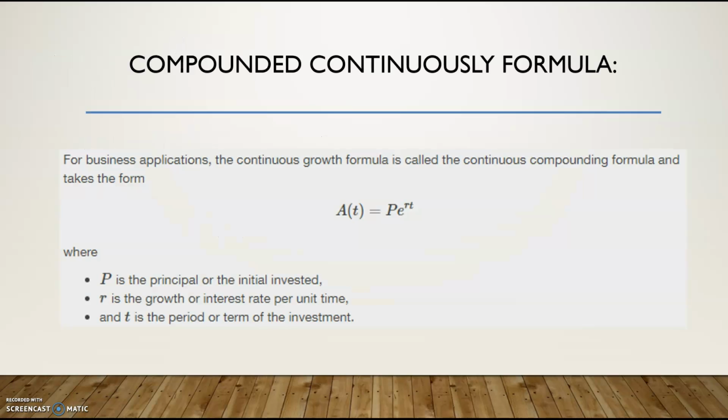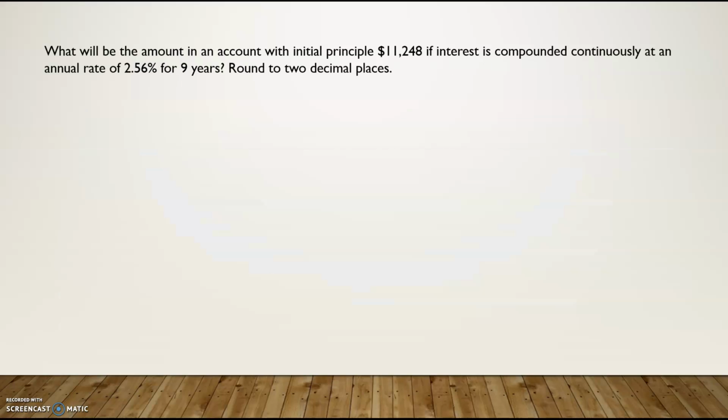Now let's look at compounded continuously. Okay, so the formula for this one would be P times e raised to R times T. So P is the principal or the initial investment, R is the growth or interest rate, and T is the period or term of the investment. Okay, so what will be the amount in the account with initial principal of $11,208 if interest is compounded continuously at an annual rate of 2.56% for 9 years?